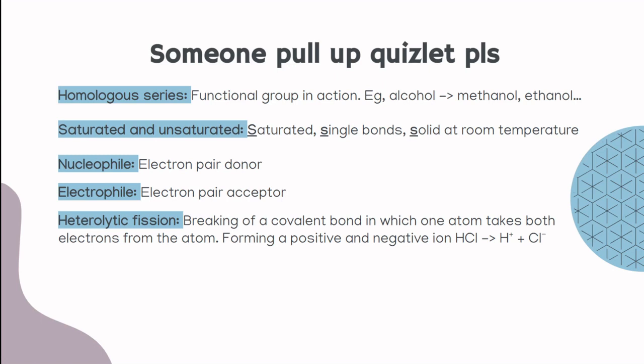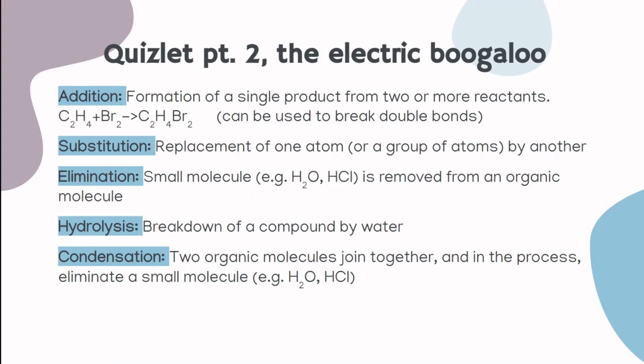Then we have heterolytic fission, which is the breaking of a covalent bond in which one atom takes both electrons from the atom. We see a positive and a negative ion form. For example, if we have HCl, it was split into a positive hydrogen and a negative chlorine. This is what we see a lot of the time, and this is what we often assume in some of our previous chemistry. But later on, we're going to talk about homolytic fission, which is definitely different and explores a lot of new concepts.